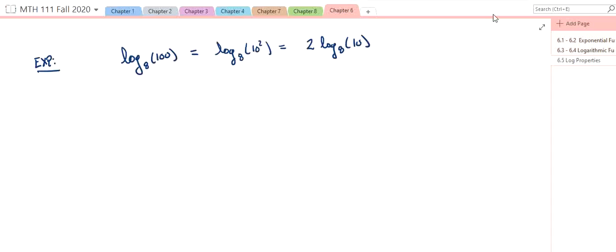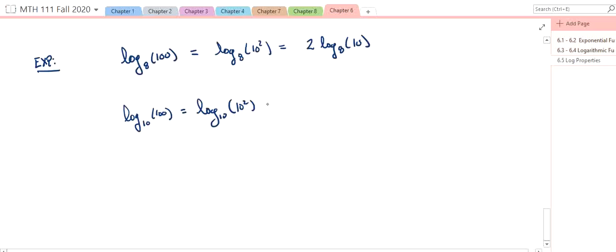Sometimes you can completely get rid of the log function. So you have log base 10 of 100. Well, this is log base 10 of 10 squared, which equals 2 times log base 10 of 10. And what happens when you have the log and the base the same? It just equals what's in the exponent. So this is the same thing as 2 times 1, because it's 10 raised to the 1 power, equals 2. So this more complicated log function just simplifies to 2.